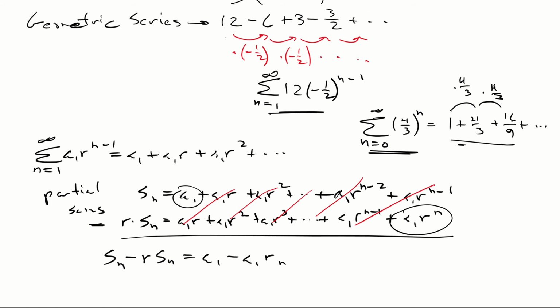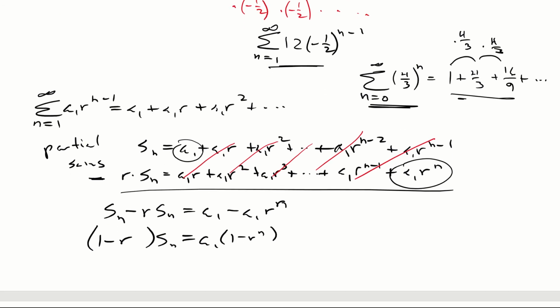Have you seen this before? You might be going, oh yeah, I've seen this before, maybe. We're not done, because next you factor out Sn, and you're left with 1 minus r. And I'm going to factor out A1 on the other side: A1 times 1 minus r to the n.